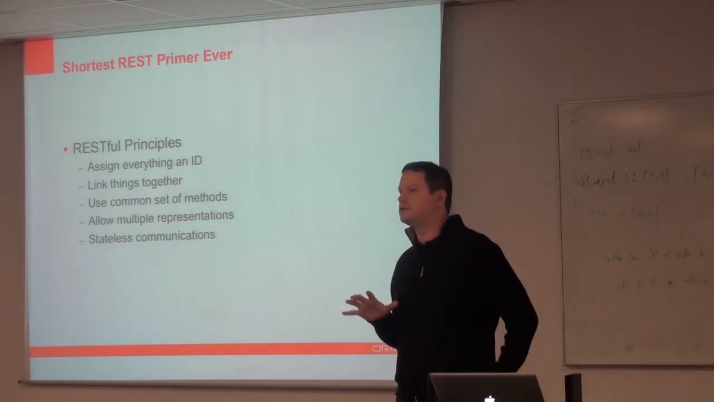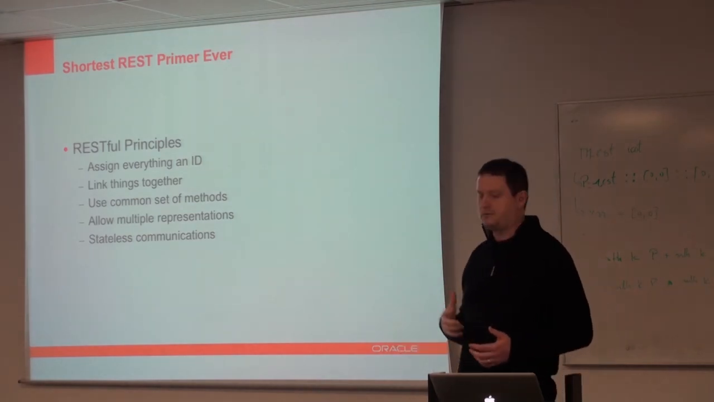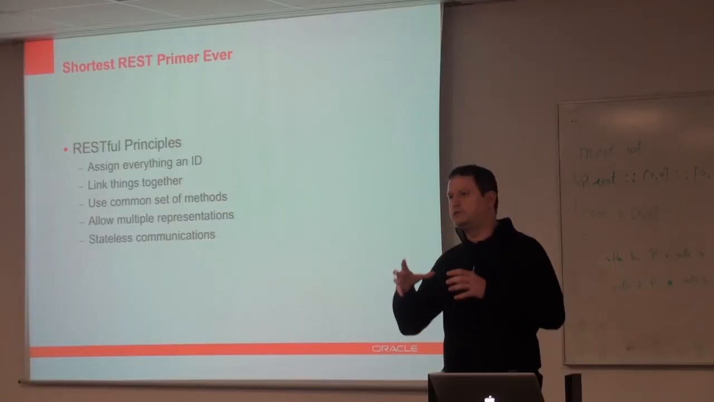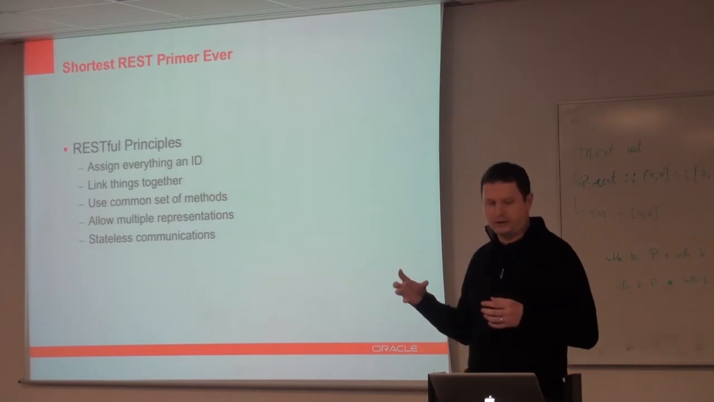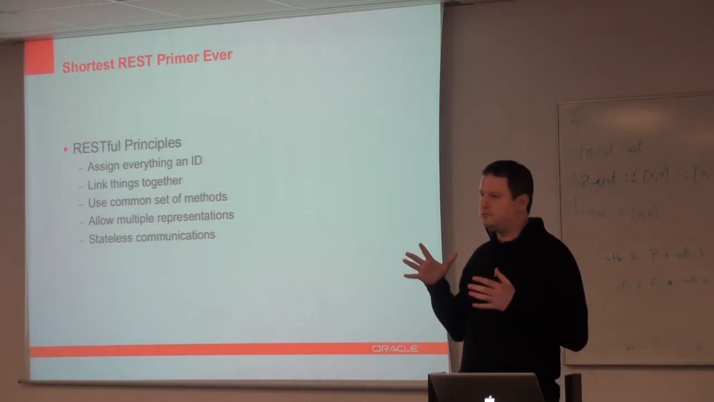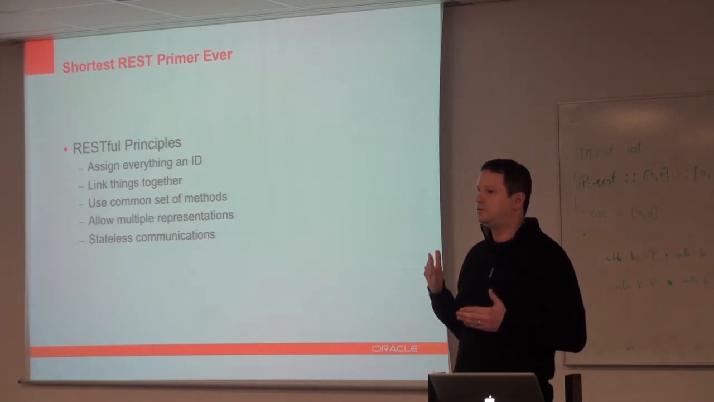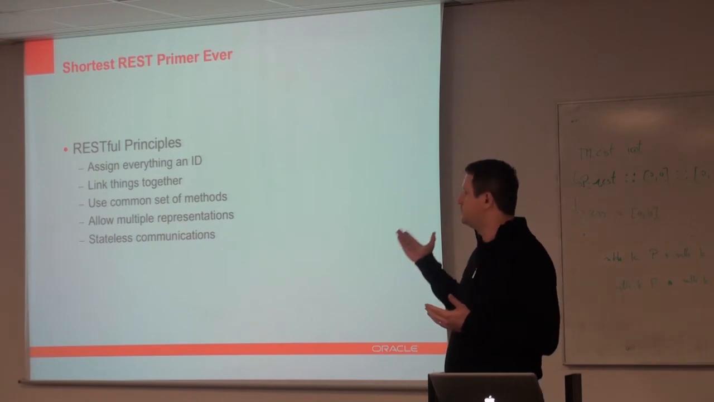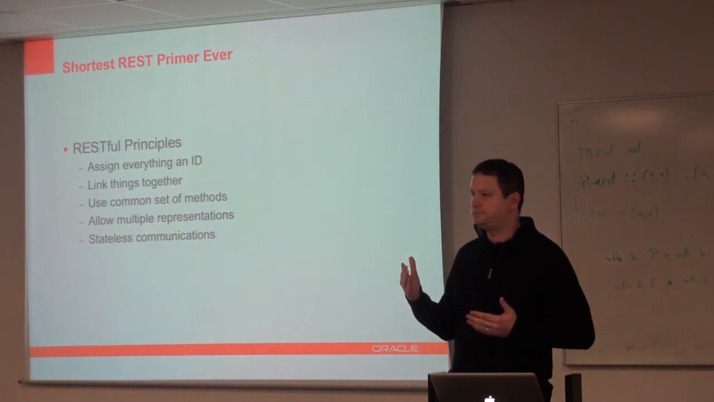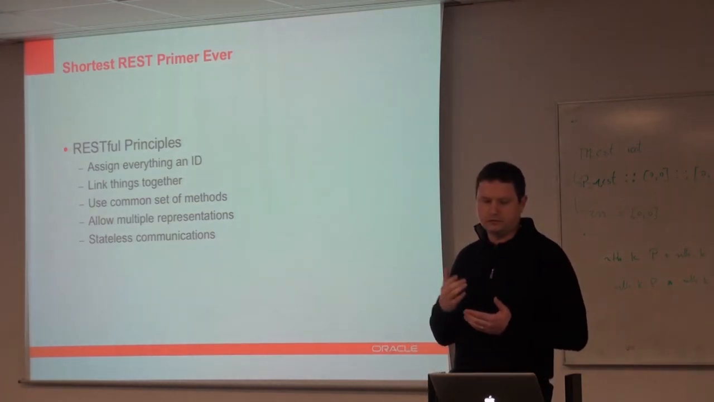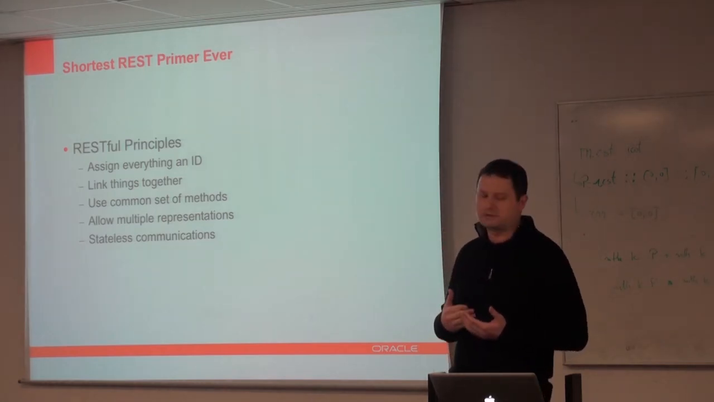REST is an architectural style in which you basically work with nouns, and you name the nouns, you assign them some ID, and typically you link these named components together via hyperlinks. And the major difference to RPC calls is that you use only a limited set of well-defined methods. Typically for REST, HTTP is the most commonly known set of methods that you can use, and they have a common meaning that is the same for all the resources.